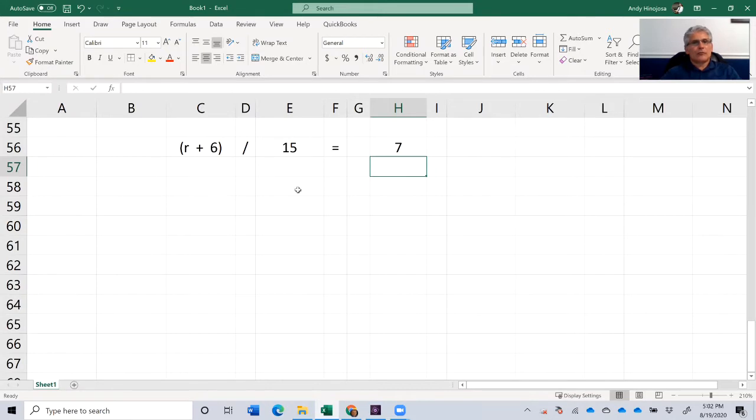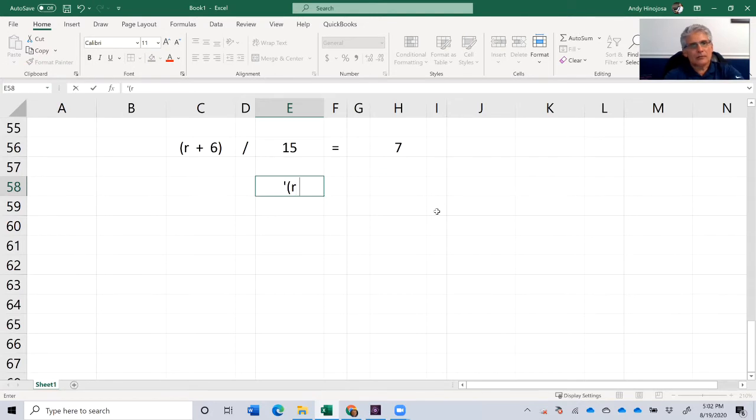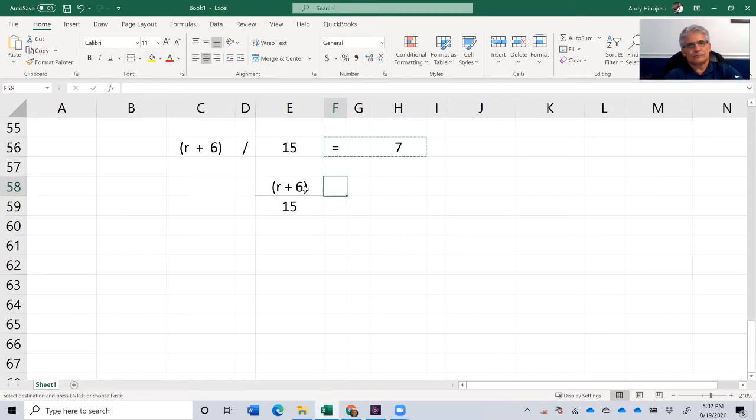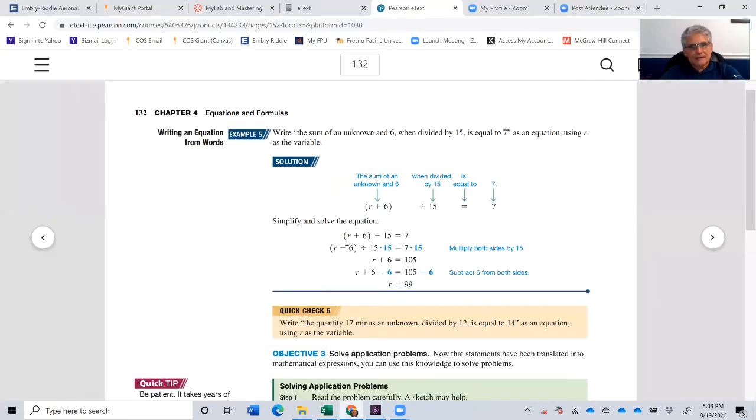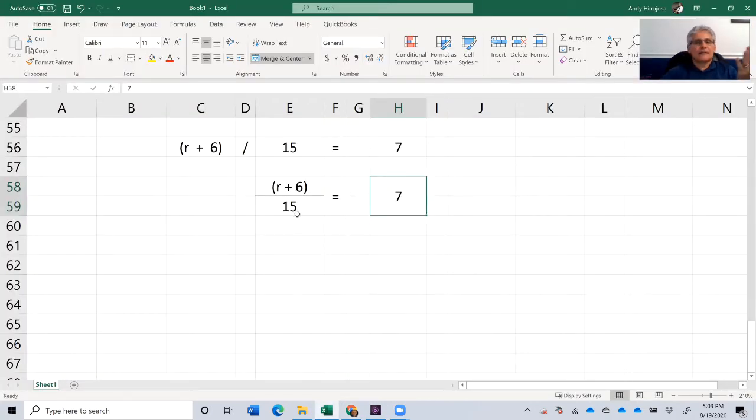Okay. So if I wanted to rewrite this out as a fraction, r plus 6, and then we're going to divide that by 15, and that's going to be equal to 7. So just recognize that this is the same thing as this, and that may make it easier for us to figure out how to solve this problem.